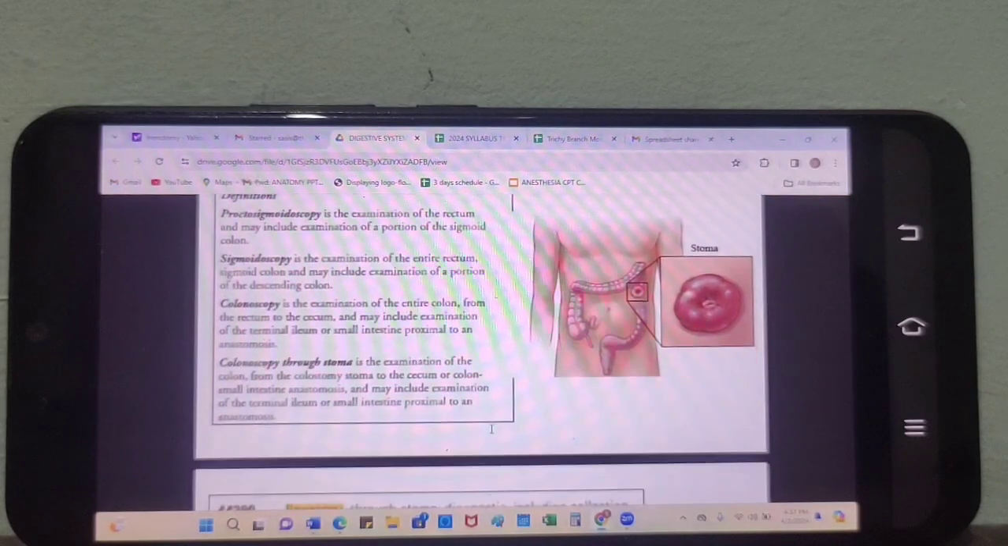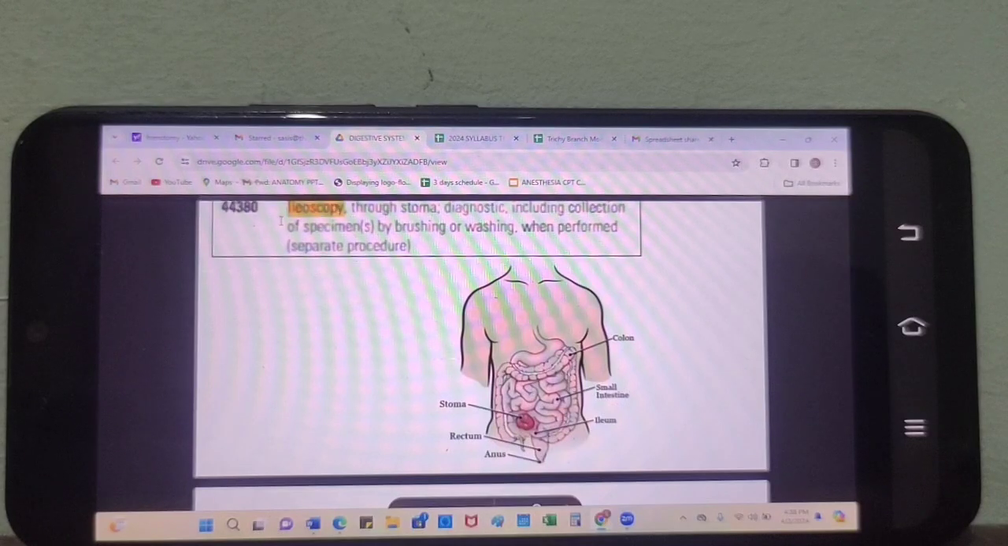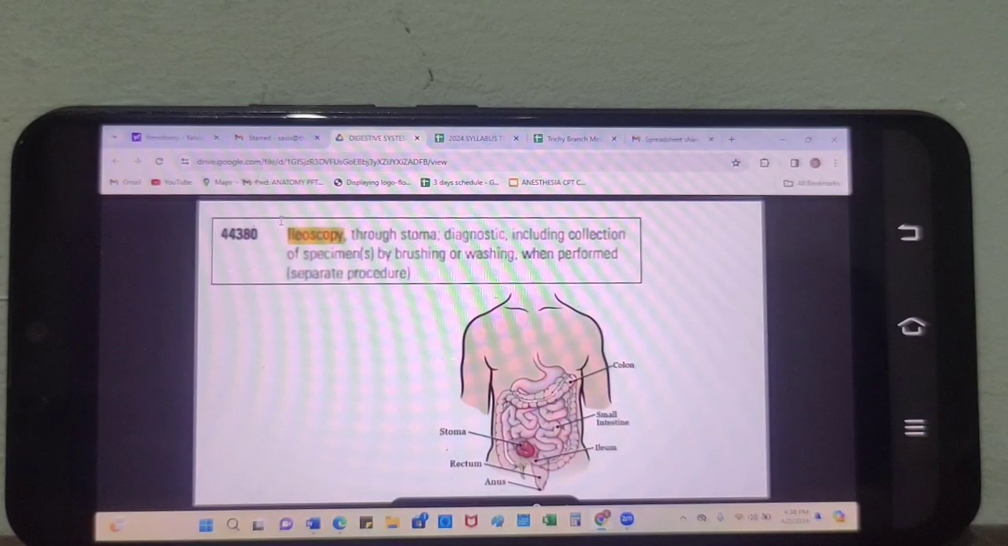Now this is a general definition. Ileoscopy through stoma means the scope is inserted through a hole to view the ileum. Is this a diagnostic or therapeutic procedure, guys? Diagnostic. For diagnostic purposes, the surgeon makes a hole on the abdomen to view the ileum. Ileoscopy is the name of the scope used to view the ileum.